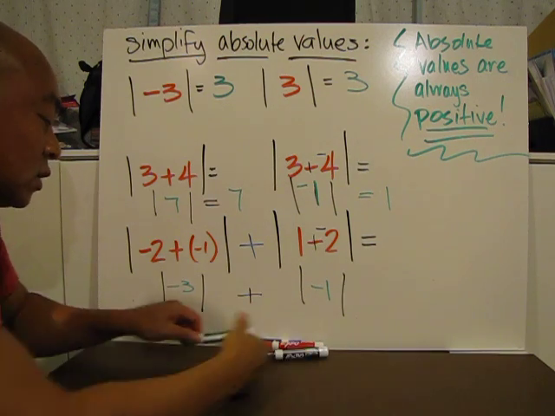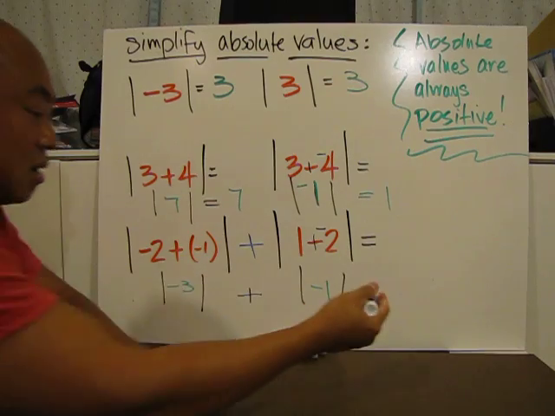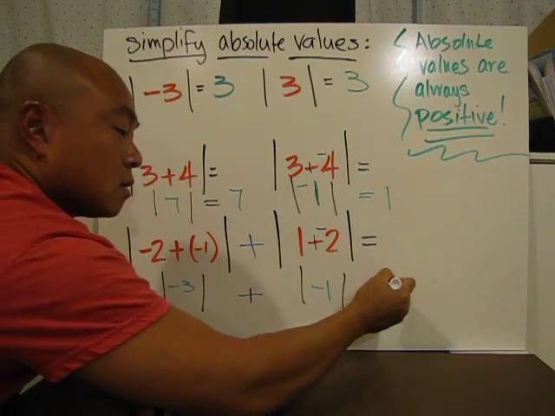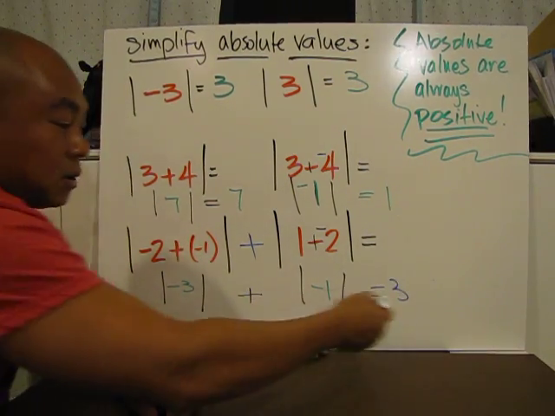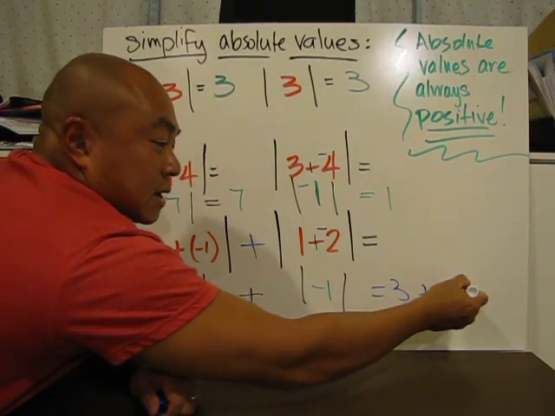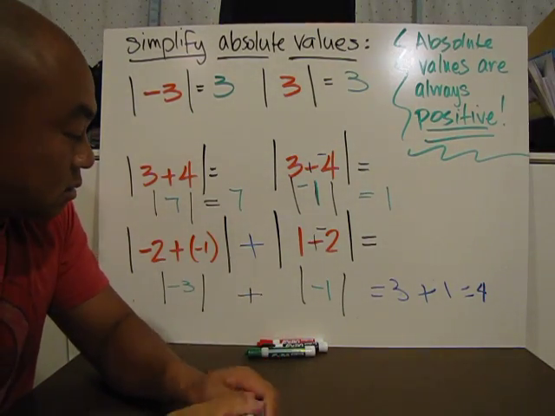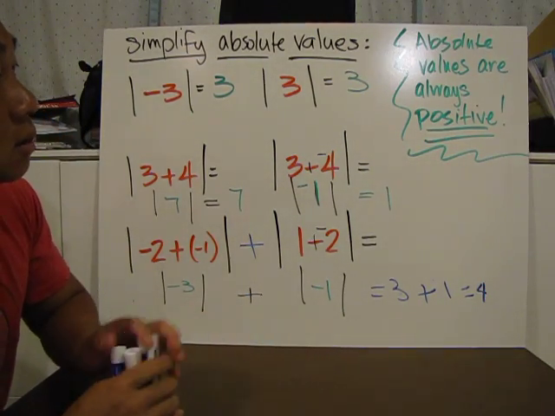And then let's go ahead and solve the rest. -3 absolute value becomes 3 plus absolute value of -1 becomes 1, so the answer is 4. Alright, that's about it.